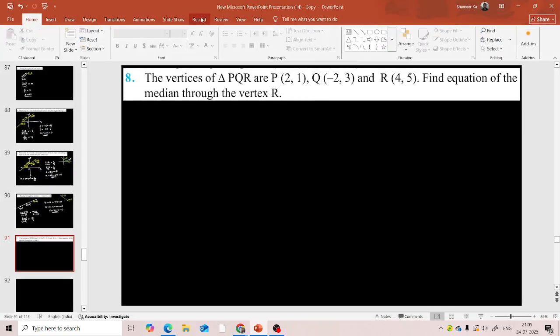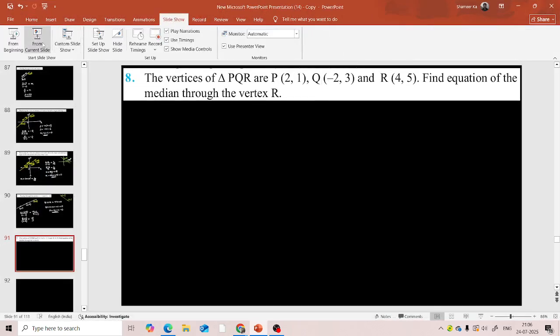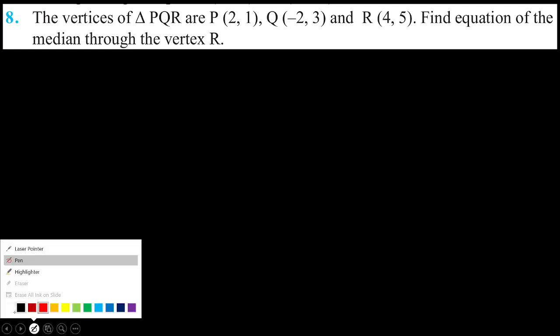In the previous class, we studied the midpoint formula. Yes, it is taken. Midpoint formula we studied in the last class. We have a triangle. All of you, please listen. We have a triangle PQR, right?